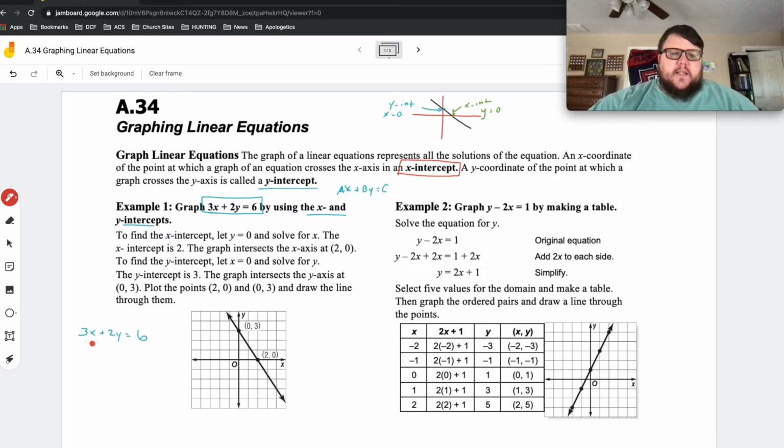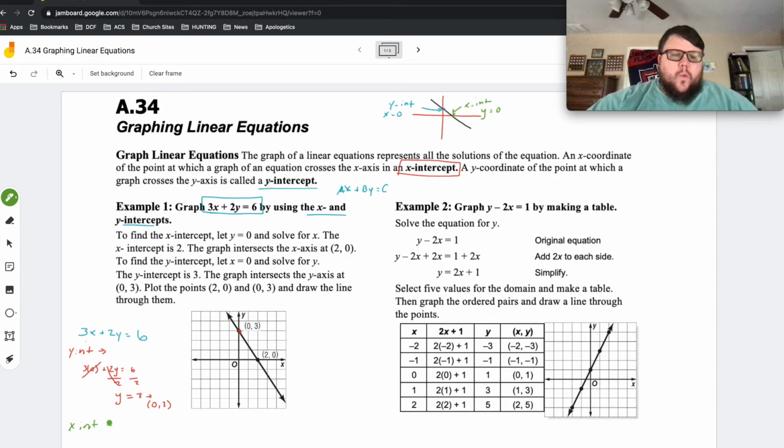The first thing I'm going to do is find our y-intercept. That means x equals 0. So I would have 3 times 0 plus 2y equals 6. Well, the 3 times 0 cancels out, so now it's just 2y equals 6, and I can divide both sides by 2. So I get y equals 3. That means our y-intercept is (0, 3). I'd go right there.